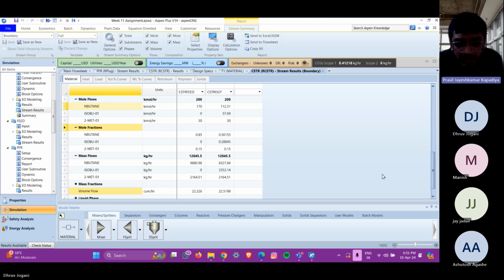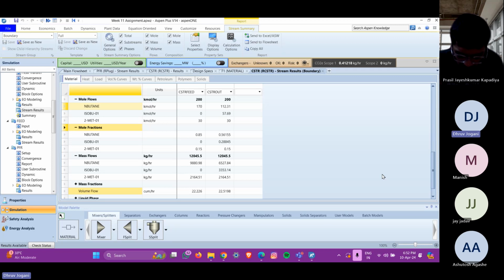Are you getting what is the 70%? Oh, it is 70%. Okay, so 0.3 into 0.85. Is this correct or not?